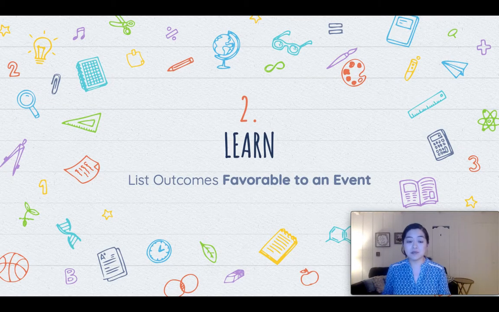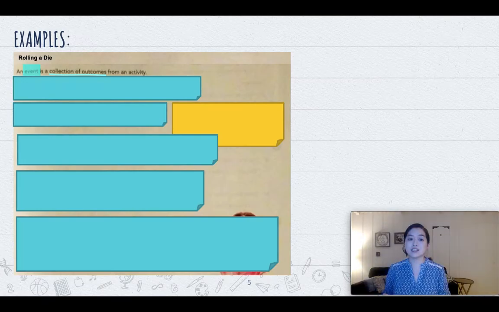Okay, let's learn what favorable outcomes to an event means. So look at these examples. An event is a collection of outcomes from an activity. Remember, in yesterday's lesson, we talked about activities, which can be like rolling a die, or picking a card, or things like that.